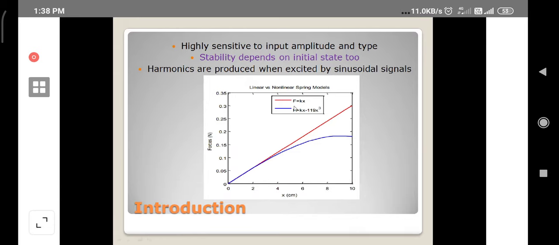The second one, the blue line, is a nonlinear spring model. When you see that equation, it has a nonlinear character, because there is a cube of x that shows the nonlinear character of the system. Here we can see that it is shifting from the linear region or linear characteristics, and it is deviating this way. This is mainly due to the presence of the x cube component. That's why this type of characteristic is happening here.